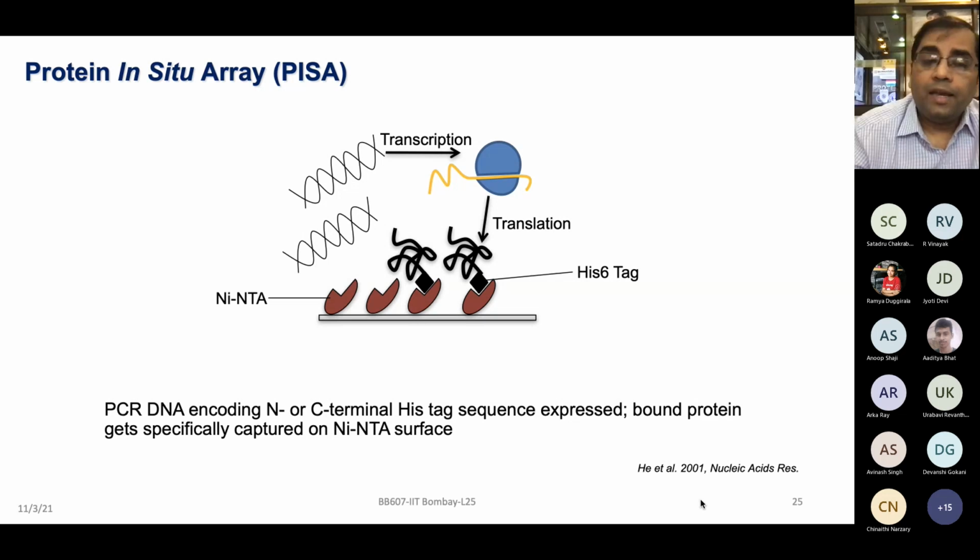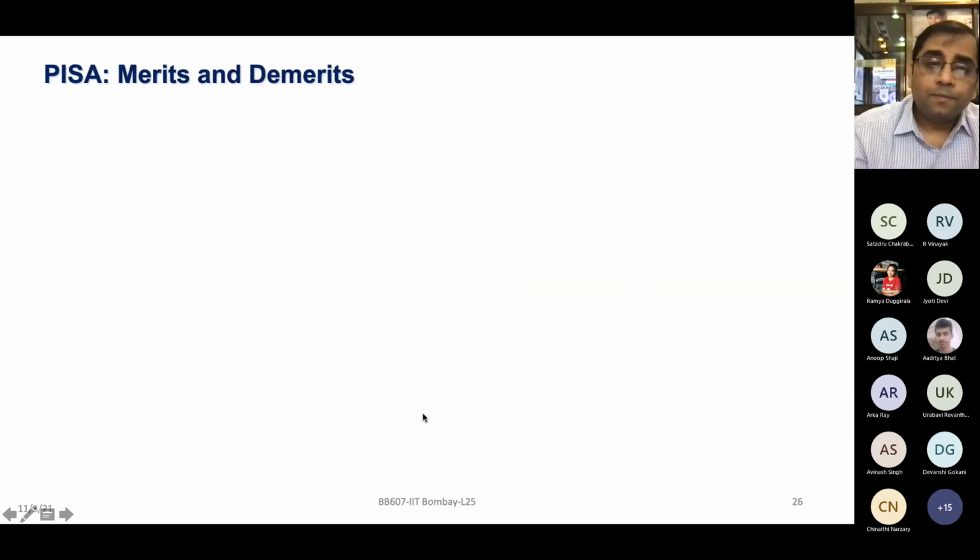Likewise, here the idea was, can we have our clones of interest with a histidine tag, and on a glass slide or surface, print the nickel NTA material? If the DNA already has the histidine tag and you add the transcription and translation mix, after that reaction the protein is synthesized, and that protein contains the histidine tag. When this protein comes in touch with the nickel NTA surface, it binds via the histidine tag, and therefore you end up with proteins captured on the array, known as the protein in situ array.